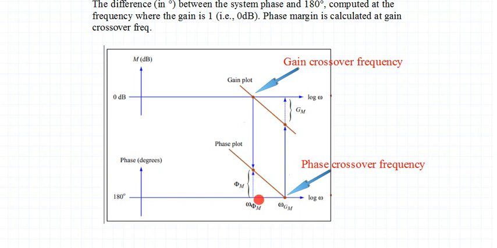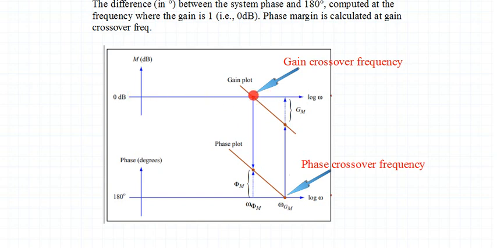So overall we need four terms to determine the stability from the Bode plot. Which are those four terms? The gain crossover frequency, phase crossover frequency, gain margin, and phase margin. I'll repeat. What is gain crossover frequency? It is obtained from the gain plot. Look at your gain plot. Where your gain plot crosses 0 dB, that becomes your gain crossover frequency.